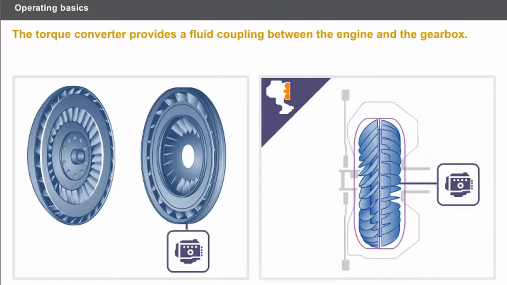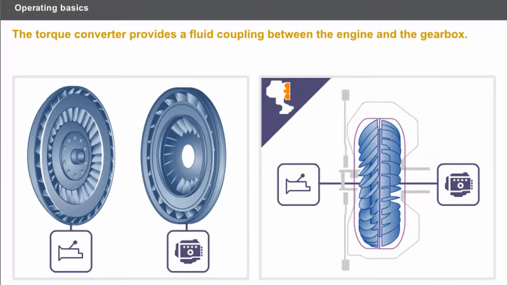Like the clutch on a manual gearbox, the torque converter provides a hydraulic coupling between the engine and the automatic transmission. This coupling is based on the principle of centrifugal force.